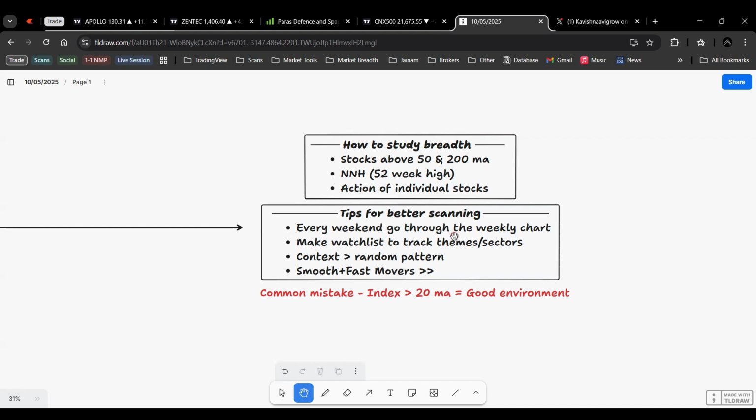So if your stock has broken out of a structure or a setup, it needs to follow through. That is when you will get worth for your money that is invested in a stock. That is first.